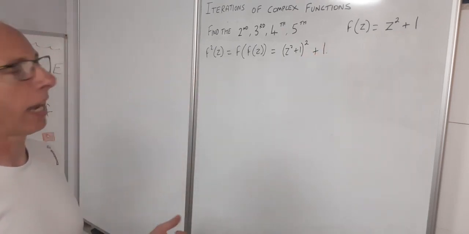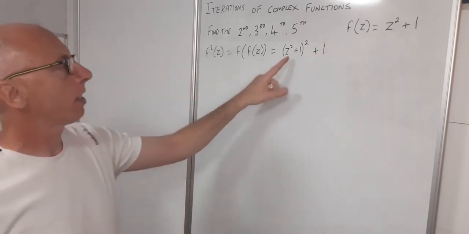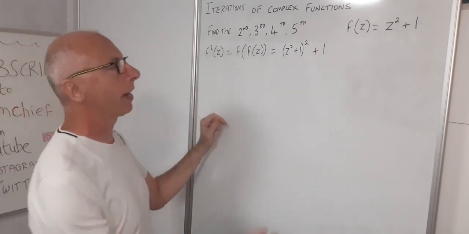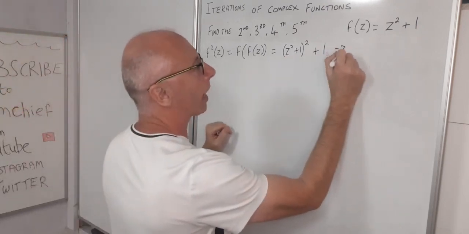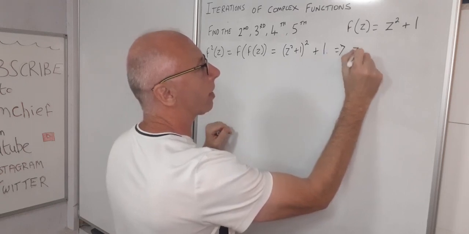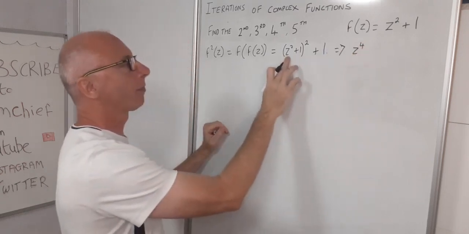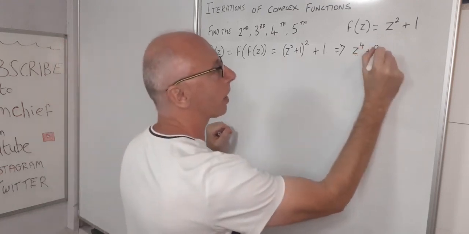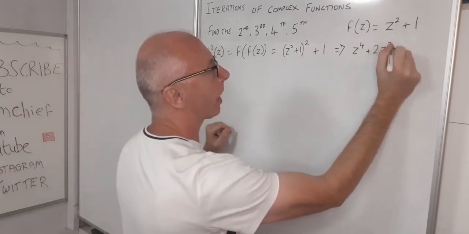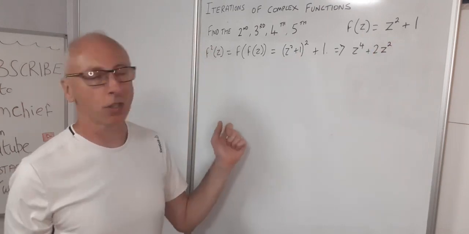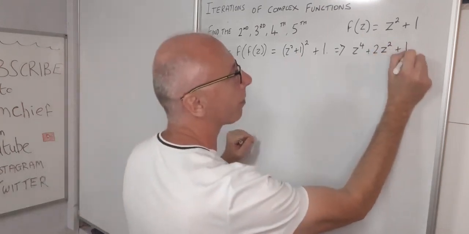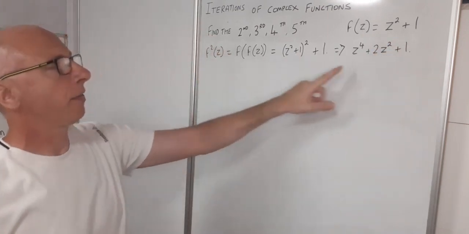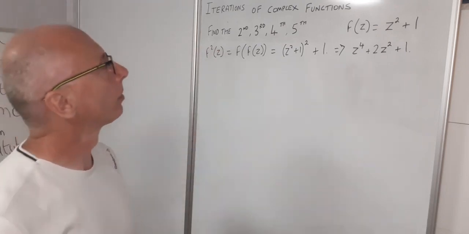Okay, so now we can just try and simplify this out. Z squared plus 1, if we FOIL that out, we're going to get z to the power of 4. We're going to get two lots of 1 times z squared. So it's going to give us 2z squared. And then 1 FOILed out is just going to give us positive 1. So that's our f2 of z.